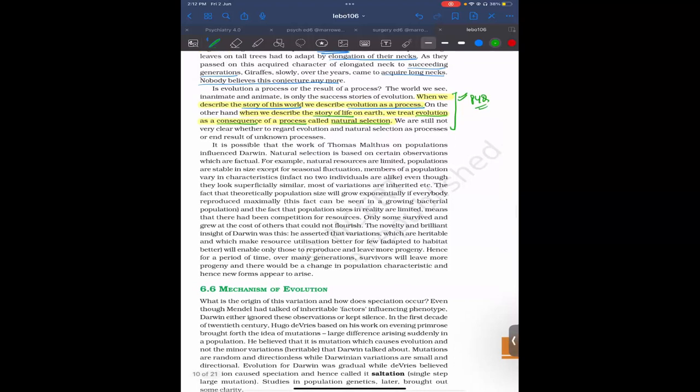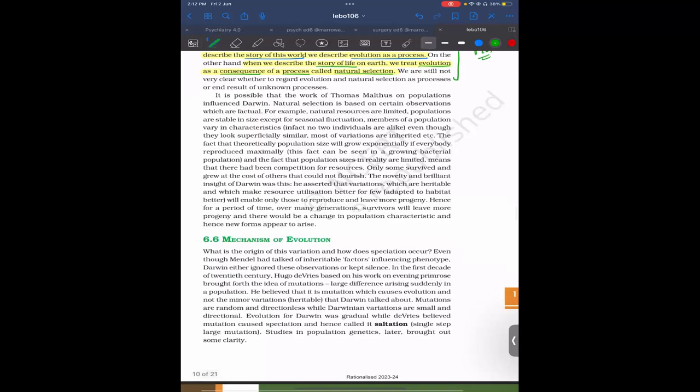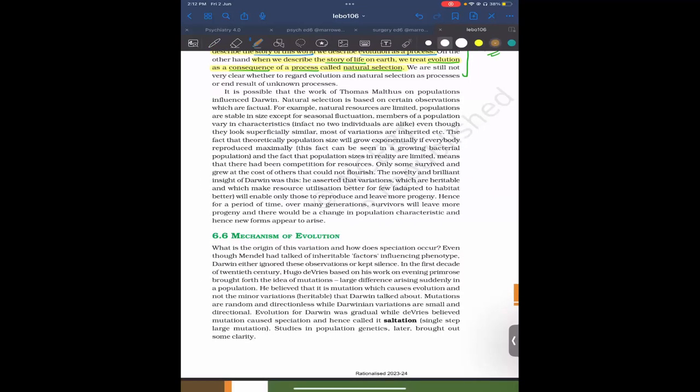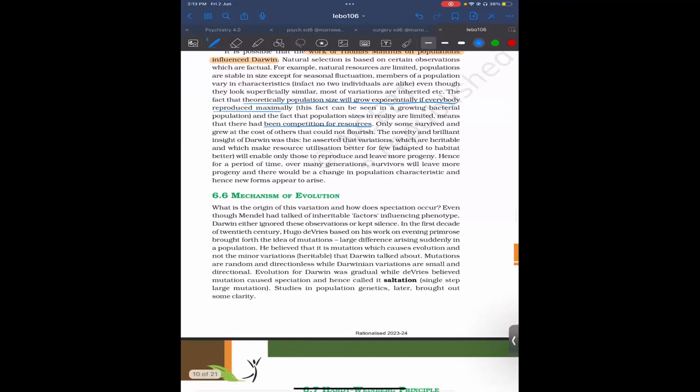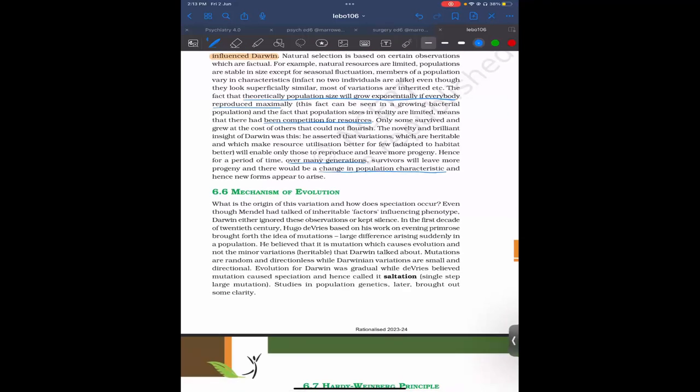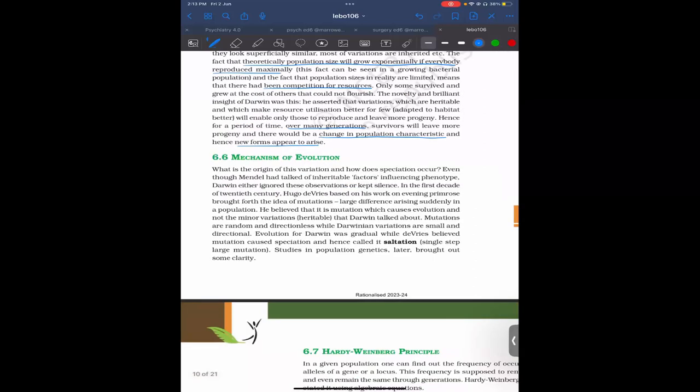Now one more scientist comes here, that is the work of Thomas Malthus on population, which influenced Darwin. Theoretically, population size will grow exponentially if everybody reproduces maximally, but the fact that the population size is only limited means there has been competition for resources. तो जो species बेटर अडाप्ट कर पाती थी, सिर्फ वही आगे सर्वाइव कर पाती थी, वही आगे रिप्रोड्यूस कर पाती थी. So this continued over many generations and there would have been a change in population characteristics and new life forms appeared.